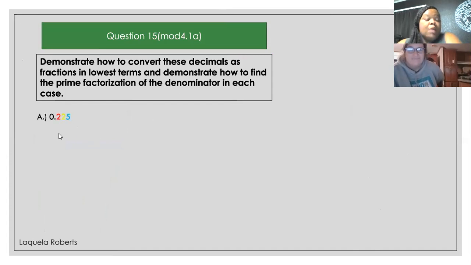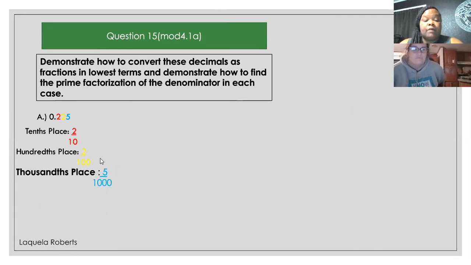Here we go. A, we have 0.225, and as you can see, they're color coordinated. So in our tenths place, we have 2 over 10. Our hundredths place, 2 over 100. Our thousandths place, 5 over 1,000. So you'll equal that to 2 over 10 plus 2 over 100 plus 5 over 1,000, which gives us 2 times 100 equals 200 over 1,000.